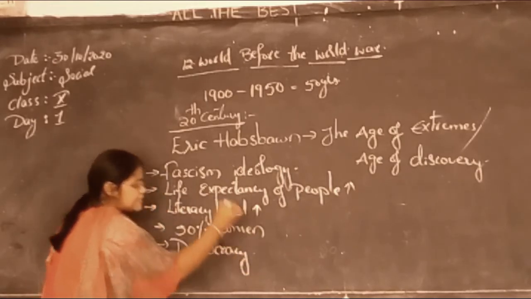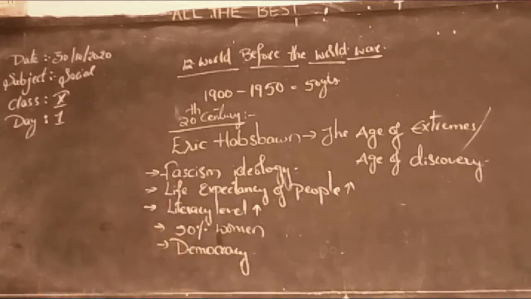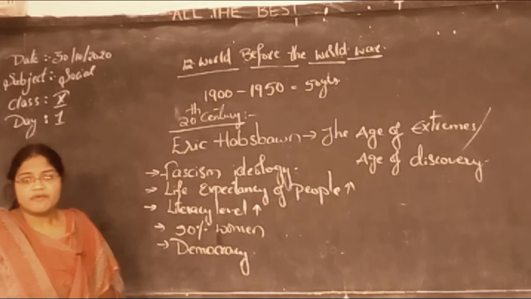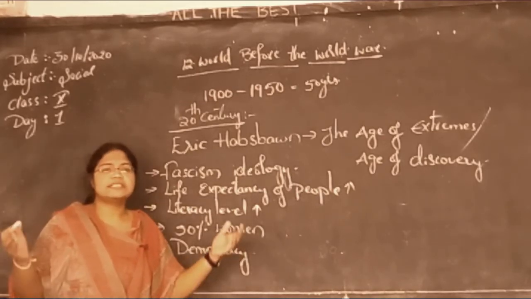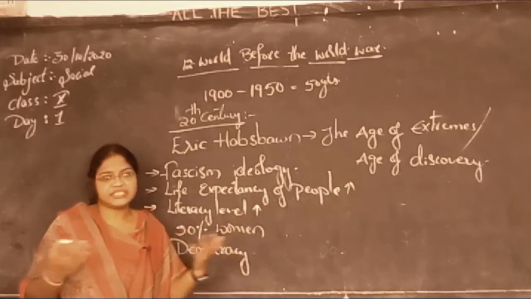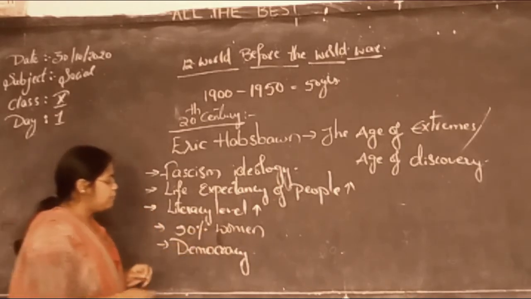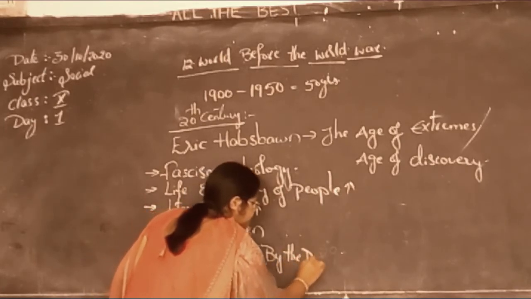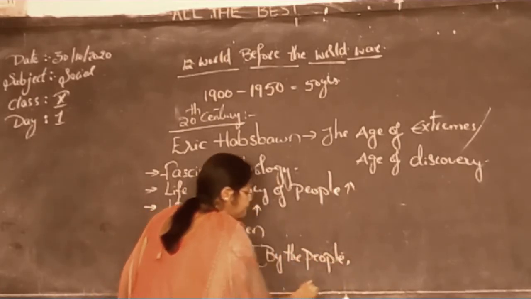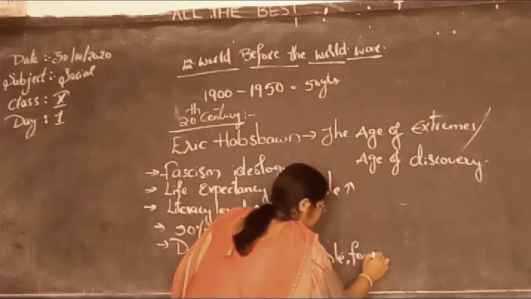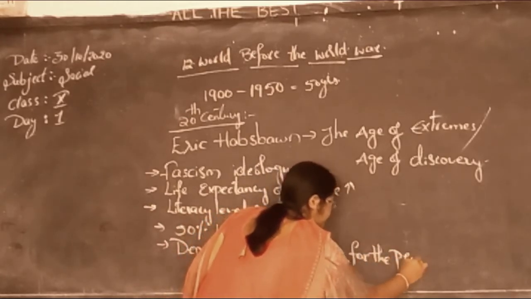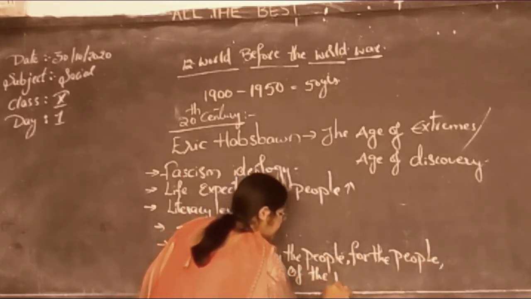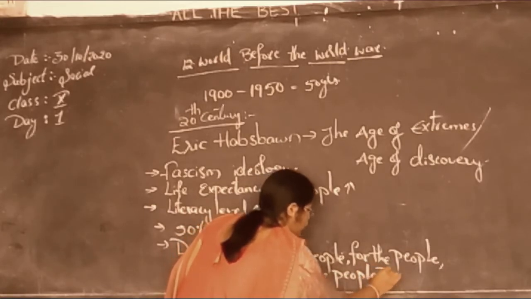Now, what is democracy? The question rises here, what is democracy? Democracy means freedom. We are a democratic country. Our country is a democratic country. We are democratic citizens. Democratic means by the people, for the people, and of the people.